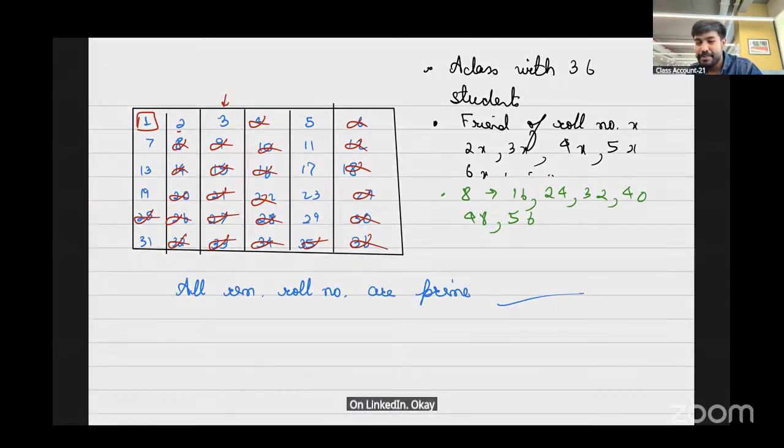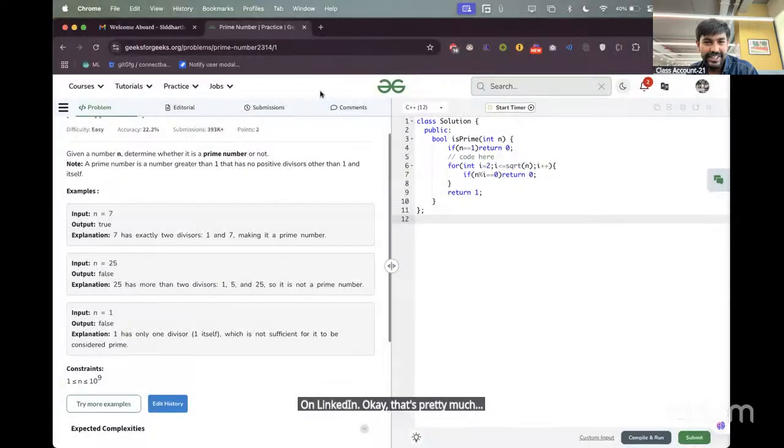Okay, that's pretty much it. Am I clear? Any suggestion? Just ask me at the end. I don't want to break the flow at this point. Understood? Everyone understood?